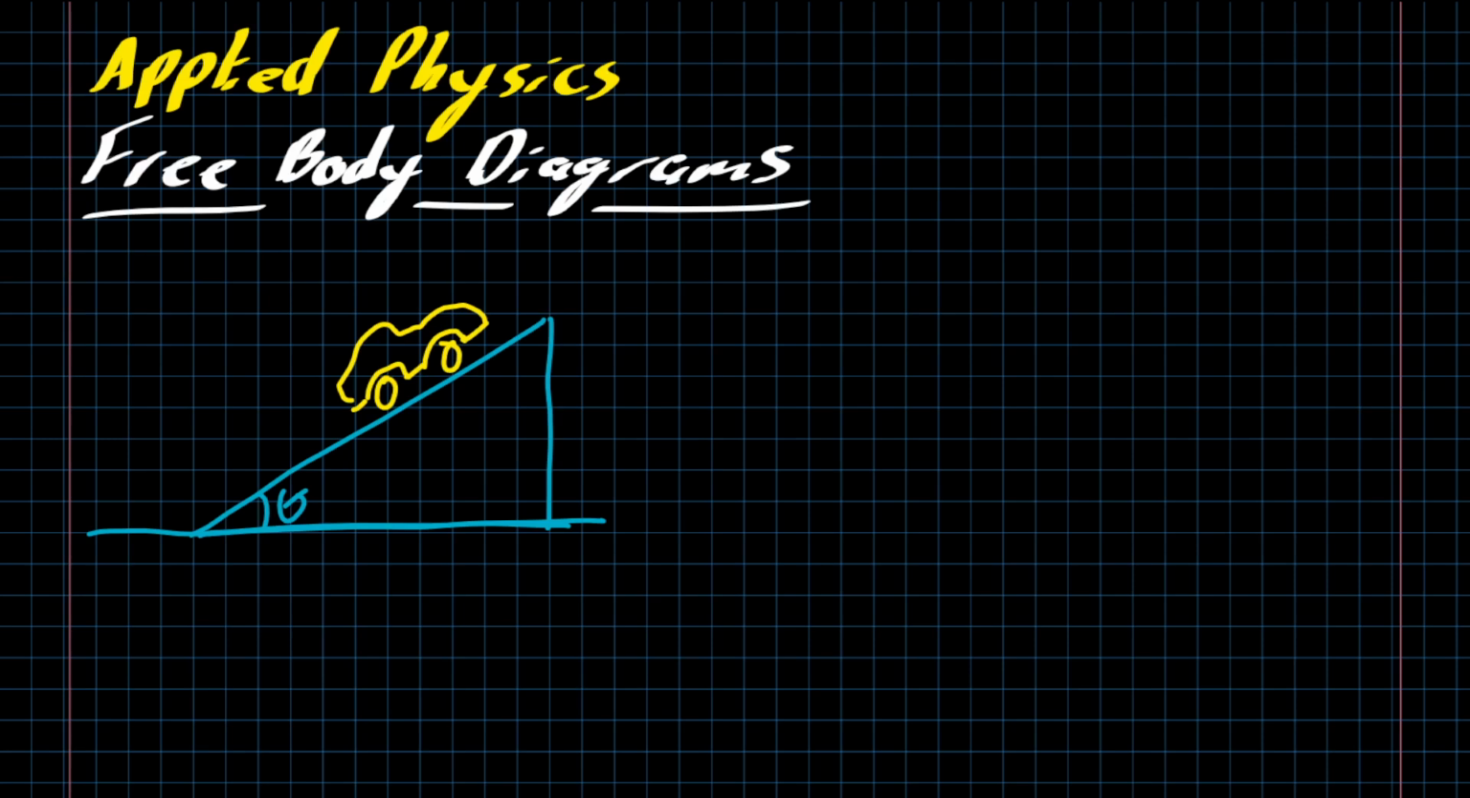Well, there are several forces that are happening in this situation. The obvious ones, we have the weight, force of gravity, which is always pulling downward. There is going to be a normal force, which is always going to be perpendicular to the surface that it's on. And maybe there's one other thing happening here.